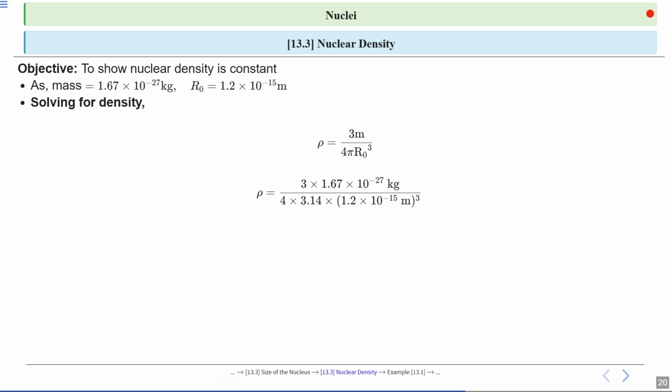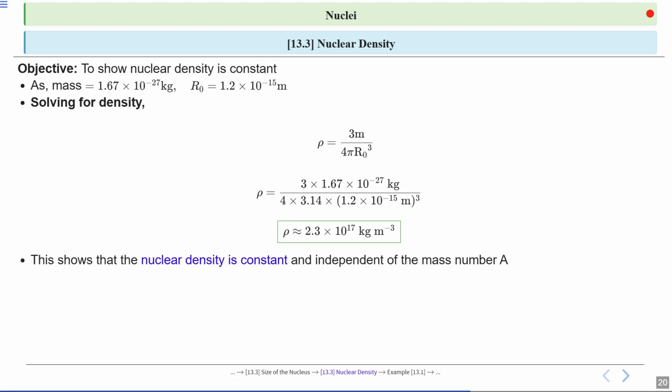Let's substitute the numbers into our formula. We have rho equals 3 times 1.67 times 10 to the power minus 27 kilograms divided by 4 times 3.14 times 1.2 times 10 raised to the power minus 15 meter cube. After calculating, we find that the nuclear density is approximately 2.3 times 10 to the power 17 kg per meter cube. This is an extremely high density, much greater than anything we encounter in everyday life.